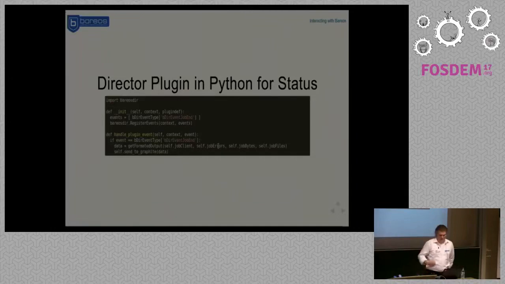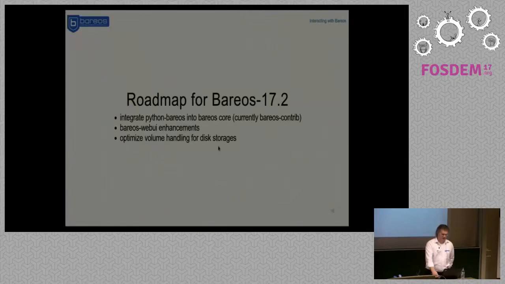Okay, so I'm mostly done. Just the roadmap for the upcoming release, the things that are important for integration: Python Bareos is currently available at the Bareos contrib repository, but will be moved to the Bareos core repository in the next major release. The Bareos web UI is actively developed by Frank over there, and it will continue to be enhanced, and therefore we will also extend the director to provide more information.